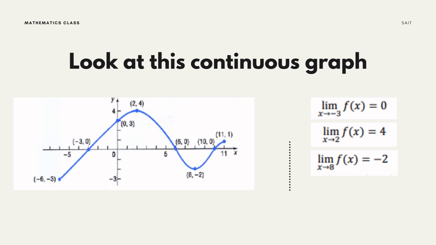And when x is -3, the y is exactly 0. How about the second one? X is getting close to 2. So at point 2, when x is actually 2, your output, or the y value, is 4. The next one, x is getting close to 8. So when x is 8, the output would be -2.